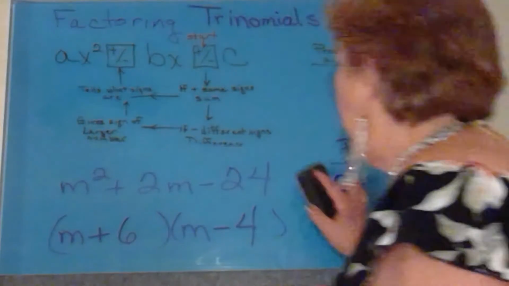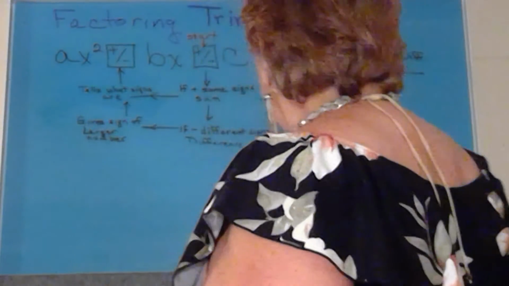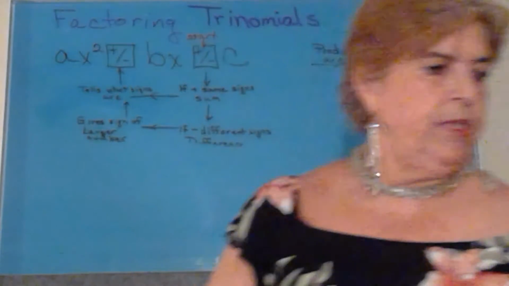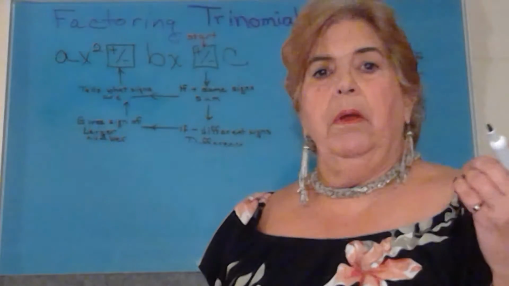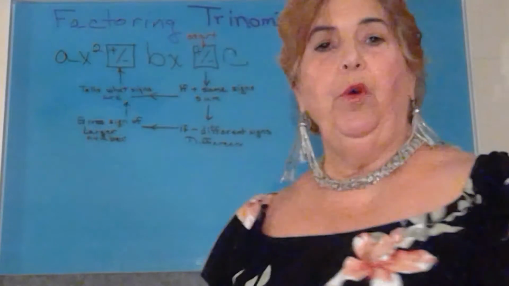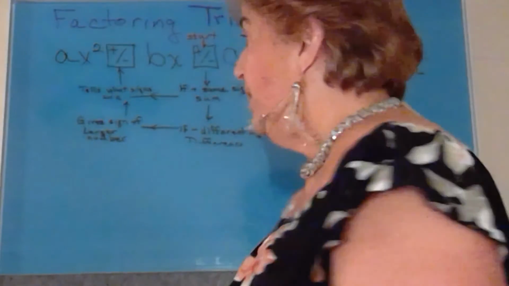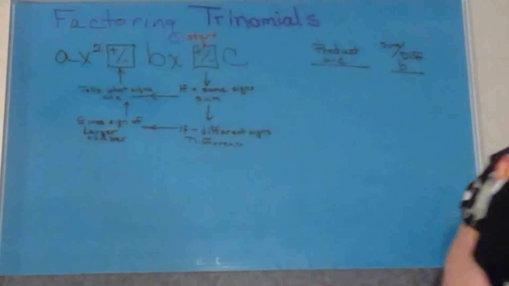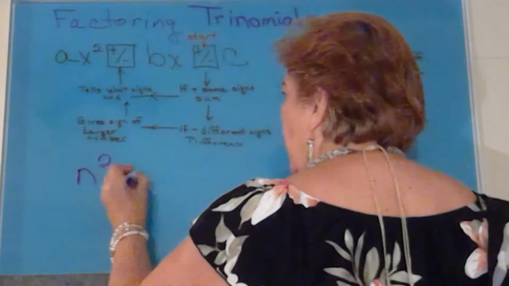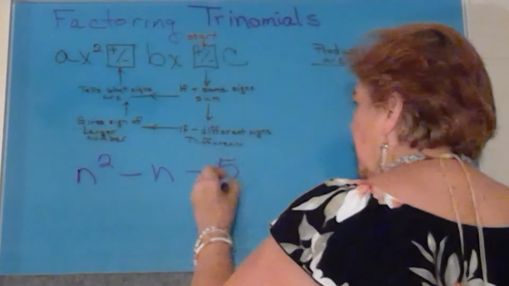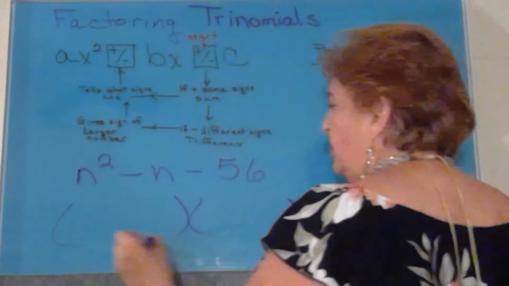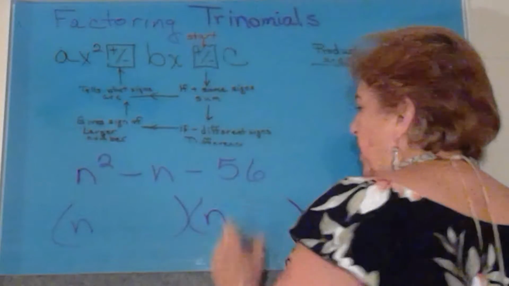The next problem I have, and I know I'm going through these kind of quickly, but that's because I want to keep this video as short as possible. You can always stop it, go back, look over it again, and the shorter it is, the easier that's going to be for you. The next problem is m squared minus n minus 56. Again, set up your parentheses. Put an n there and an n there.